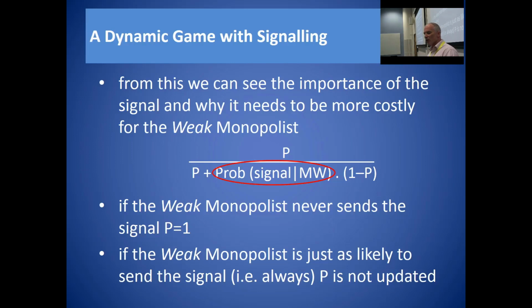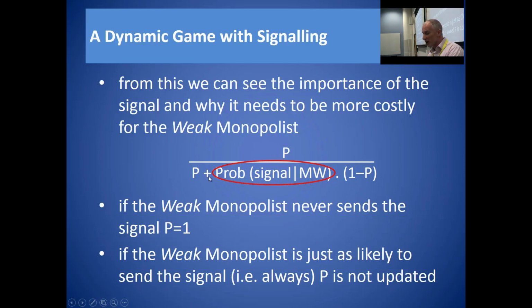Well, if the weak monopolist was just as likely to send a signal, i.e. it would always send a signal, go back to that part there. What's the probability that the signal will be sent given that the monopolist is weak? Well, if it was costless for the weak monopolist as well, if it costs exactly the same for the weak as the strong monopolist, what would that probability be? Well, that would also be 1. We've said that the strong monopolist will always send a signal. Well, if the weak monopolist is just as likely to send a signal, it means that probability there is 1.